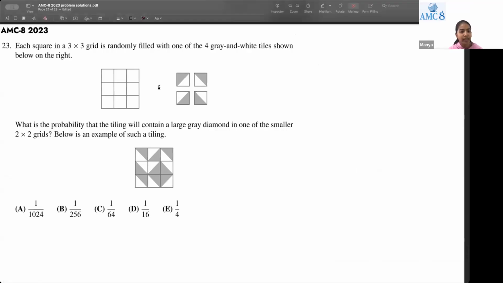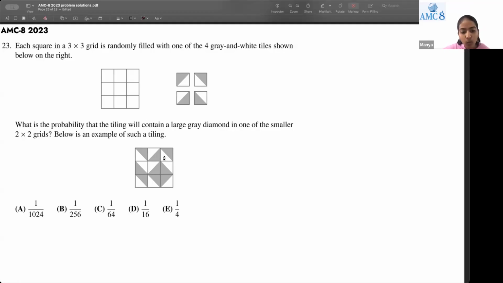Problem number 23. Each square in a 3 by 3 grid is randomly filled with one of the 4 gray and white tiles shown below on the right. What is the probability that the tiling will contain a large gray diamond in one of these smaller 2 by 2 grids? Below is an example of such a tiling.